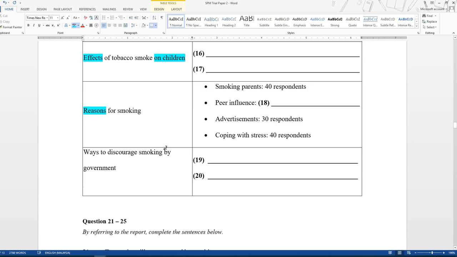Alright, so the next one would be ways to discourage smoking by government. So ways is one of the keywords here. It means a method. How does the government discourage smoking? What is the meaning of discourage? Discourage meaning you do not encourage something. In Malay, it's something like tidak menggalakkan. So ways to discourage smoking by the government. There are 2 of them as well.